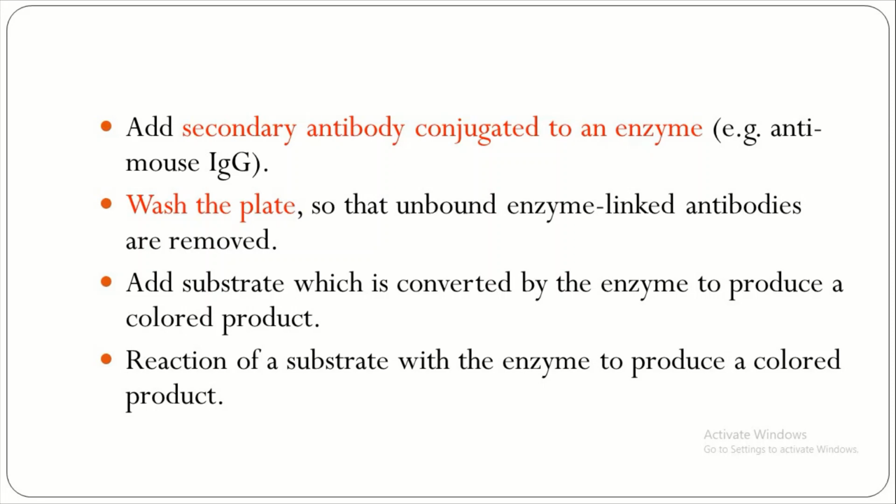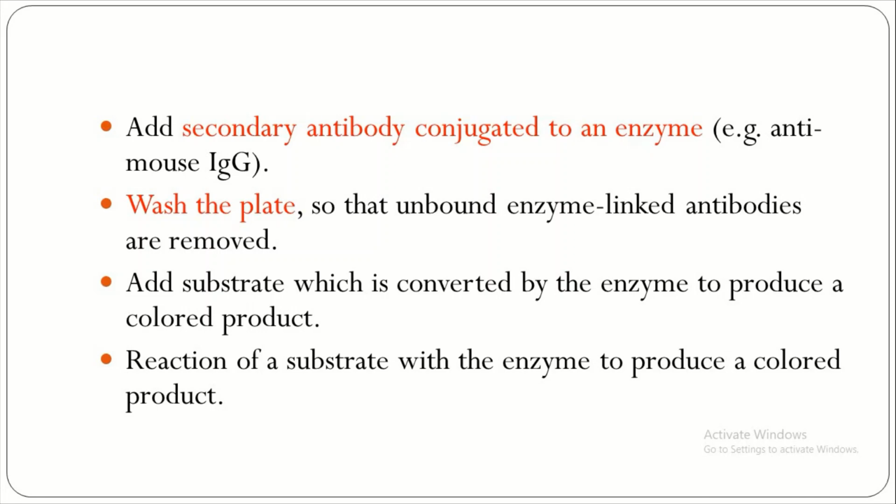So after this, you add the secondary antibody, which is specific against the primary antibody which you used, and is already conjugated with an enzyme. The enzyme can be either alkaline phosphatase conjugated, or horseradish peroxidase conjugated. After this secondary antibody step, you again wash the plate so that the unbound secondary antibody conjugated with enzyme will be washed away. And then at the next step you add the substrate which is specific for the enzyme which is conjugated already.